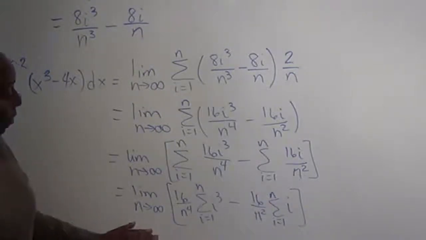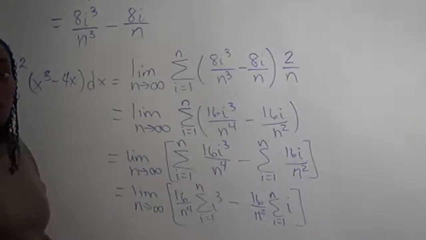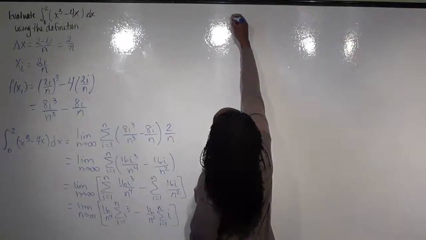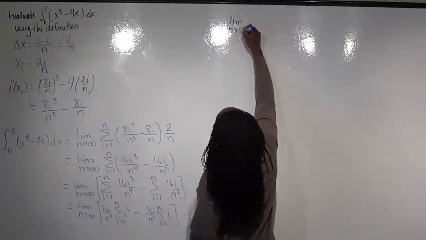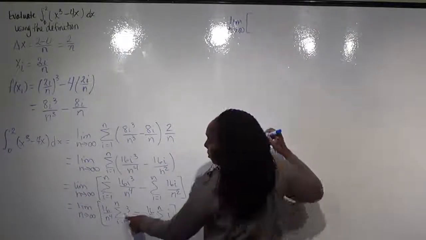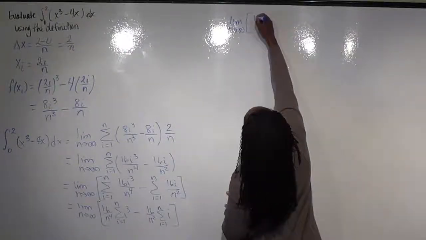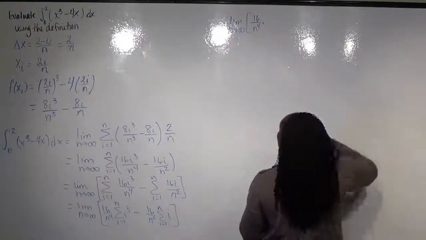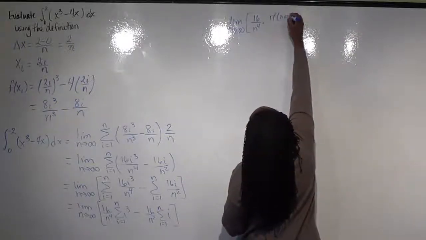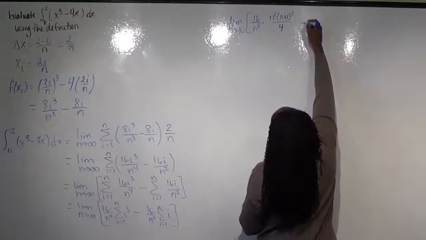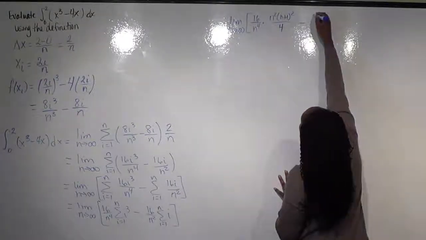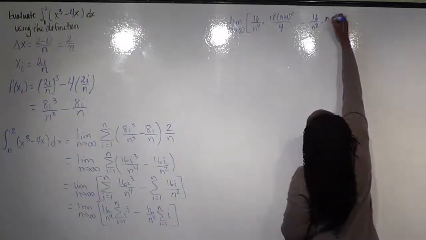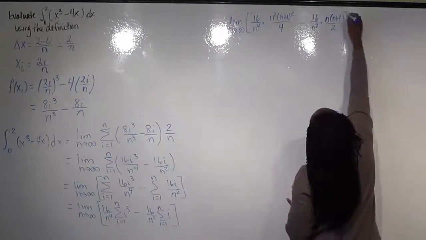At this point, this is where I'm going to use my summation formulas to get everything in terms of n. So here, my limit as n goes to infinity, I'm going to drop the summations and rewrite them in terms of their expressions. So the 16 over n to the 4th gets carried along. The summation of i cubed, we said, is n squared times n plus 1 squared over 4. And then the 16 over n squared is going to be multiplied by our summation for i, which was n plus 1 over 2.